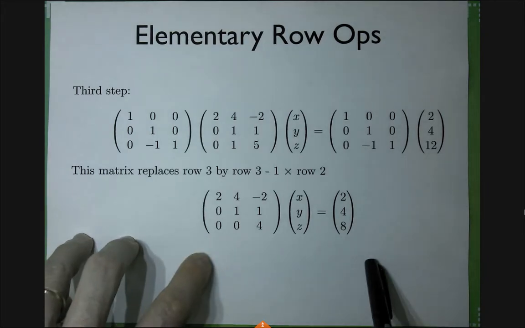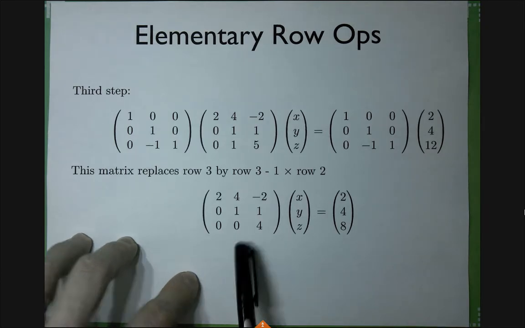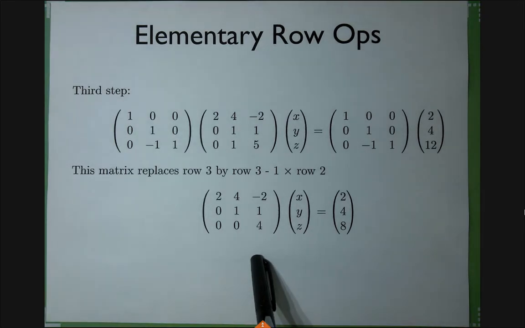So here we have what is called the upper triangular matrix. And this system can be easily solved by back substitution, right? That's exactly what we did before. All right? Any questions? It's easy, right?